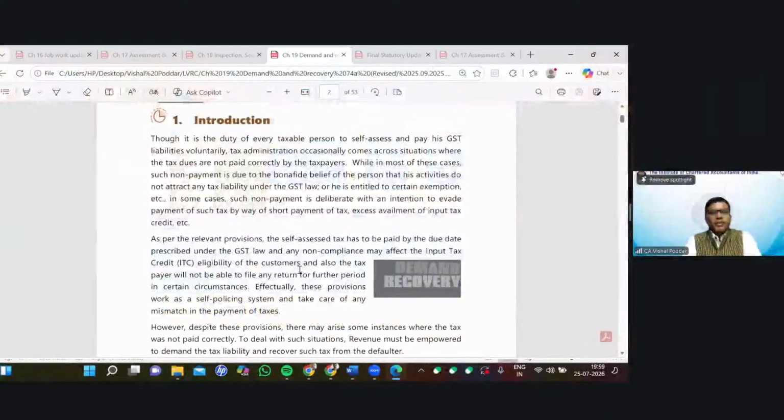Again, let us understand it in detail because this is again an important topic for your syllabus. So what basically is a demand? Whenever any tax is due from you, the department has the power to ask for that tax. This is what is called demand. And in case you fail to pay that tax even despite the demand, then the act empowers the officer to initiate the recovery.